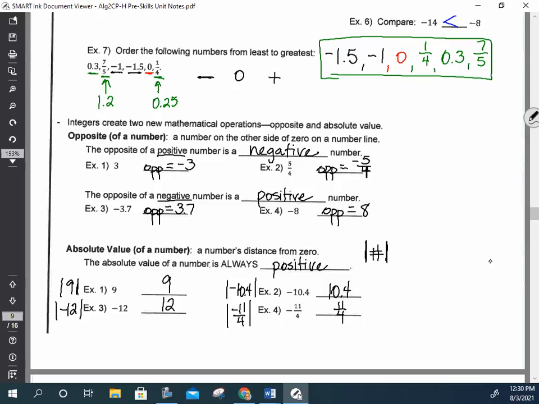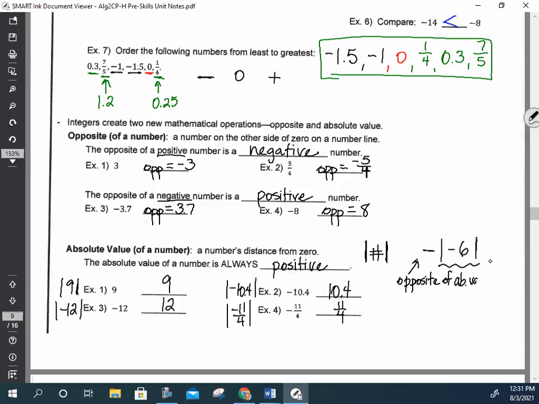So again, the absolute value of a number is always positive. Remember, when we looked at absolute value, there is one exception to this rule, so let's revisit that. If you have a minus sign and then the absolute value of a number, this is read as the opposite. That minus sign represents the opposite of all of this.